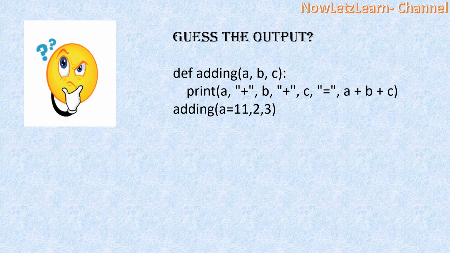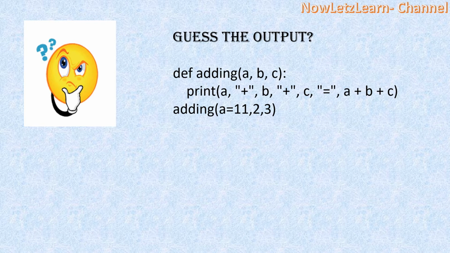Okay, what do we have here? We have a function called adding, where we have 3 arguments a, b, c, and then we are doing an arithmetic operation. We are adding them, a plus b plus c, and when calling the function, we are giving the argument values.